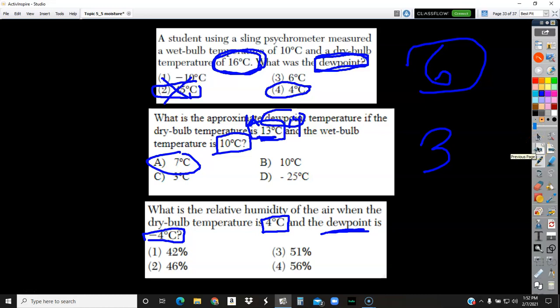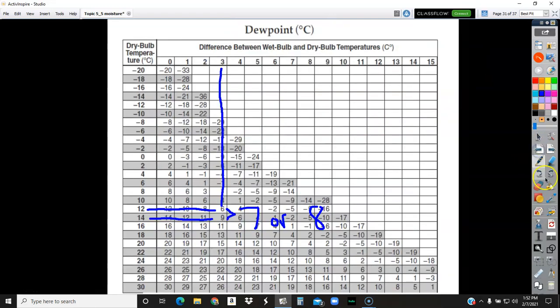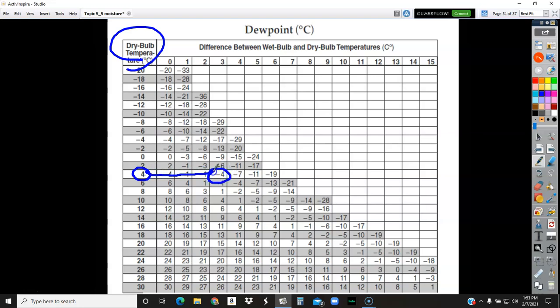I've got to find the difference first. So dry bulb is 4 and the dew point's -4. So let's go to the dew point chart. Dry bulb is 4. I'm going to start here at 4. That's my dry bulb. I'm going to go across until I hit -4. Here's -4. What's my difference? 3.